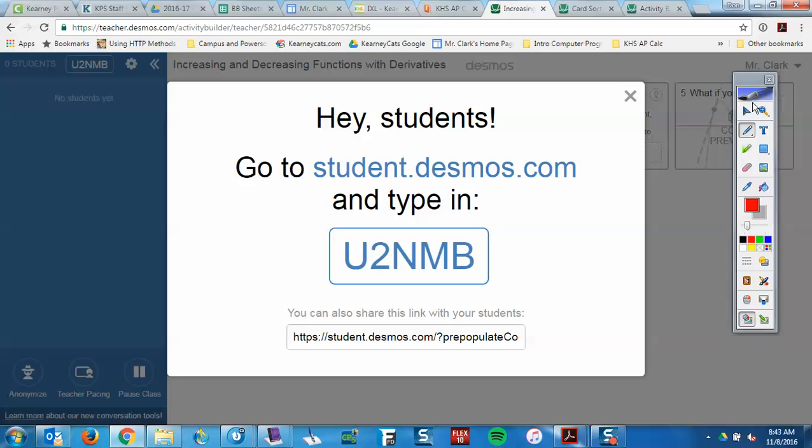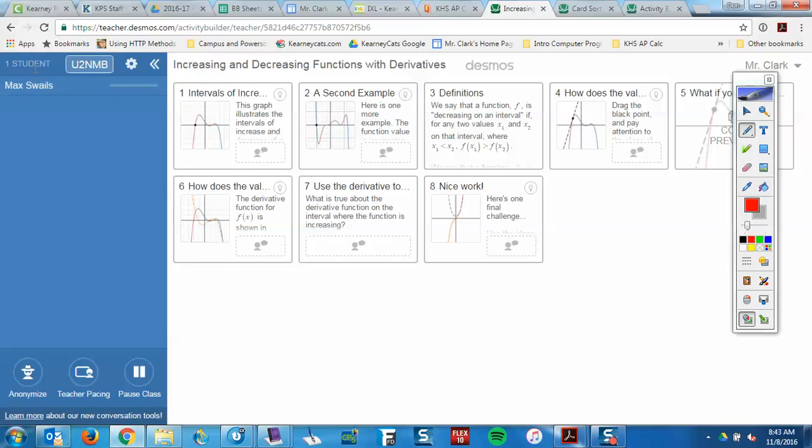So our focus the next couple days is going to be what connection does f and f prime have? Now, clearly f prime gives a slope. Okay, everybody get that? Okay, the code's up here in this corner. Student.desmos.com. Okay, and the code's up here in this corner. Okay, Max is in.